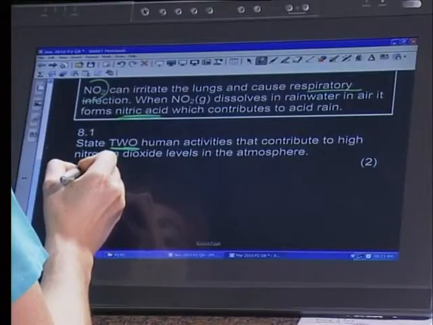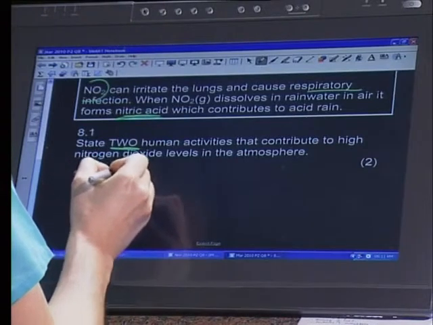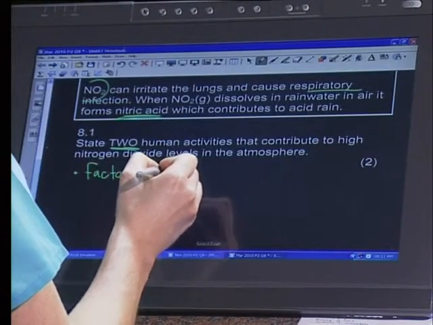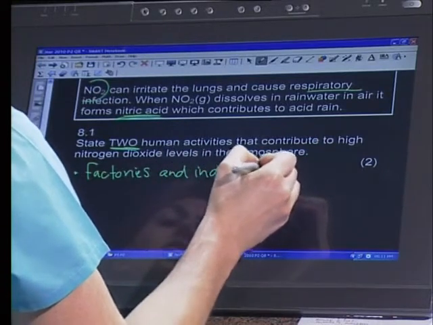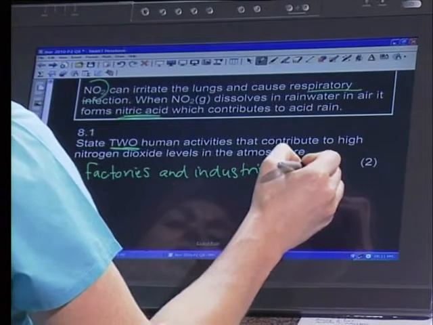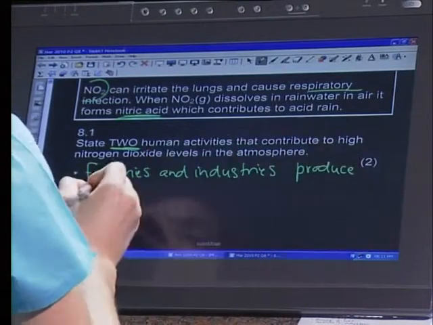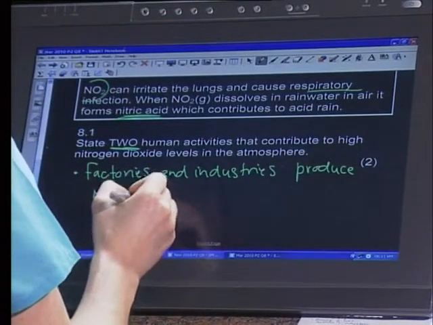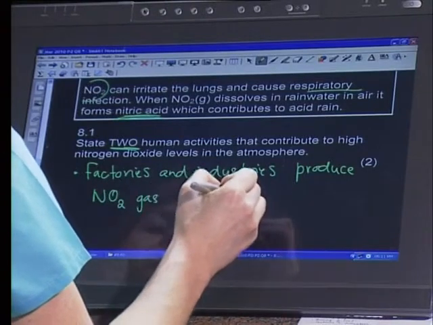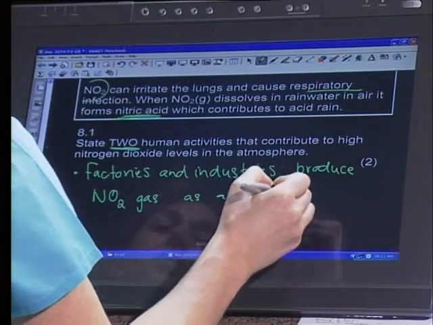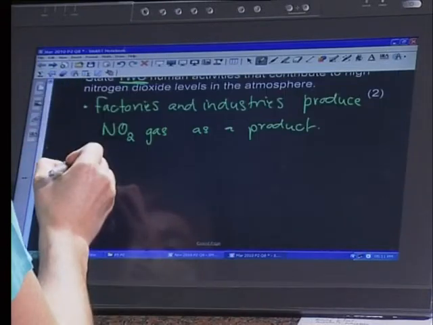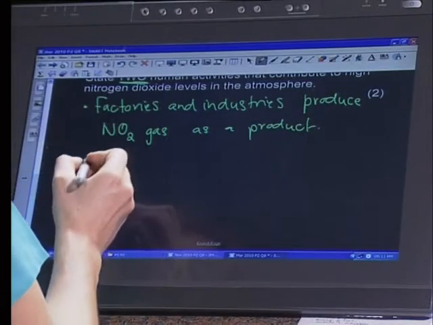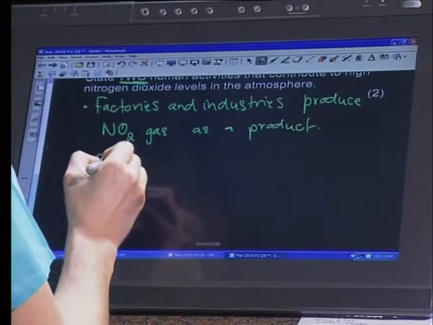All right, now the first thing over here that we can look at is factories and industries that produce nitrogen dioxide as a byproduct. Right, now this product is obviously a pollutant because it doesn't really help. It gets released into the air. The next one is the burning of coal.